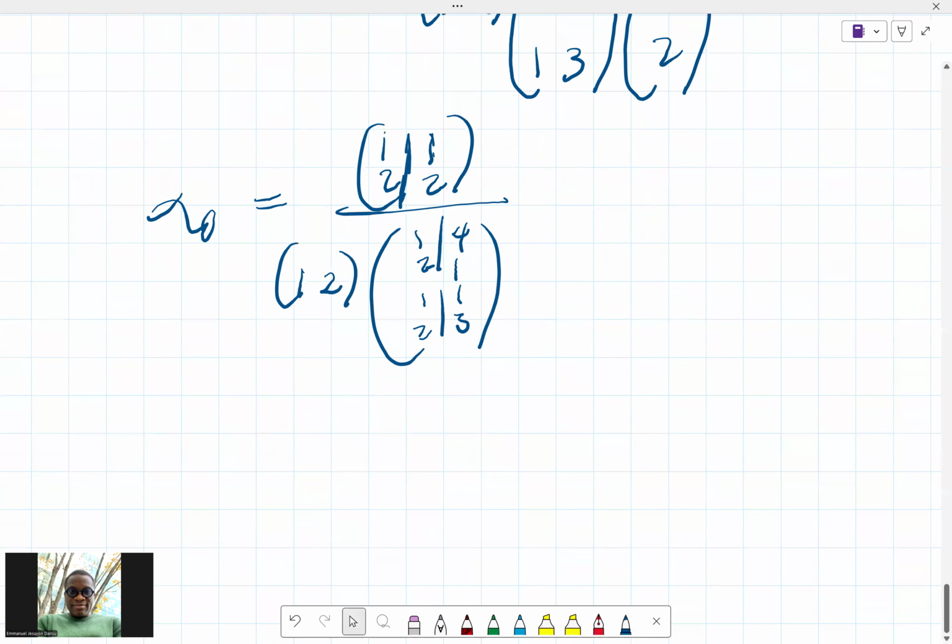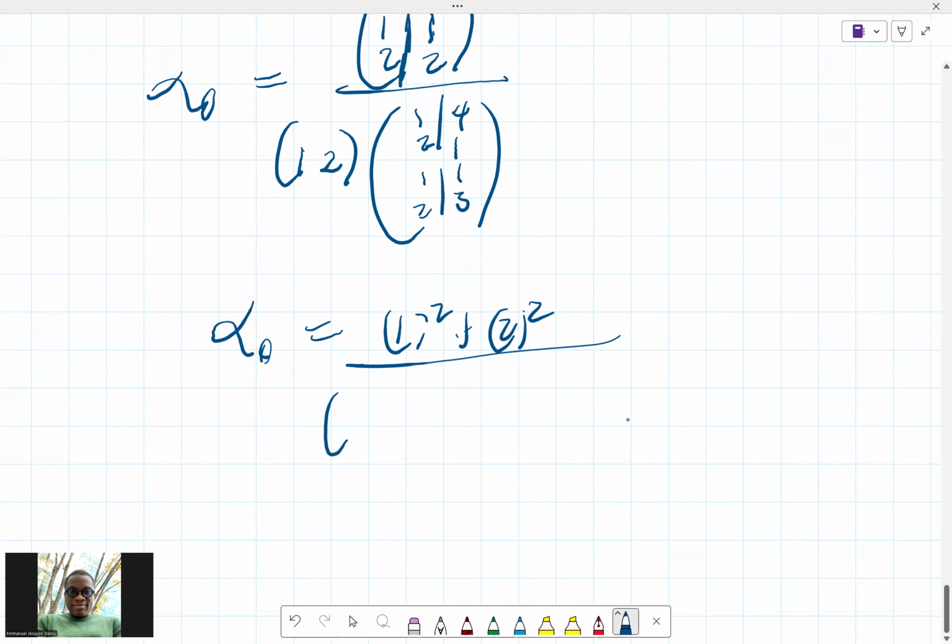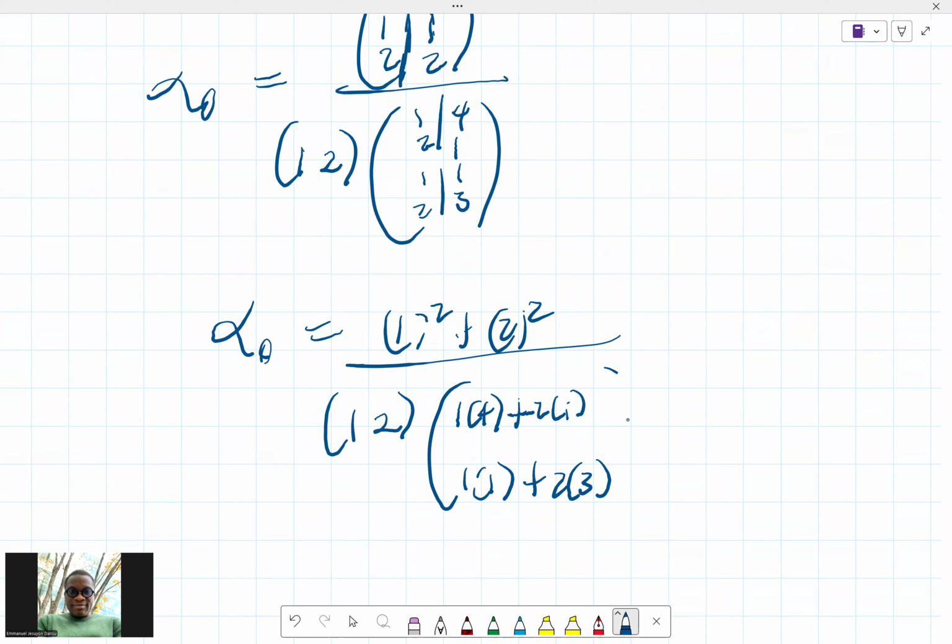All right. So that alpha naught is equal to, for the top now, we have 1 squared plus 2 squared. Then down here, we have 1, 2 into 1 times 4. So basically, we have 1 into 4 plus 2 into 1. Just trying to make that clear. And we have 1 multiplied by 1 plus 2 multiplied by 3. So that means we have 2 times 1 times 4, 2 times 1. Then 1 times 1 plus 2 times 3.